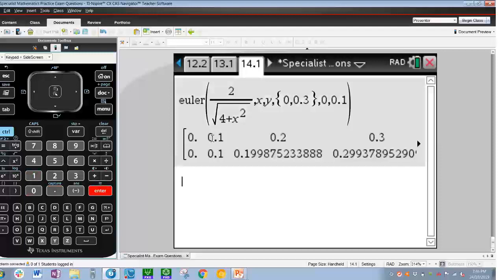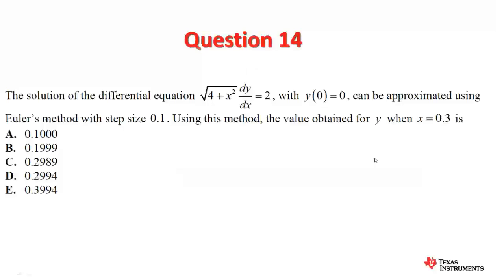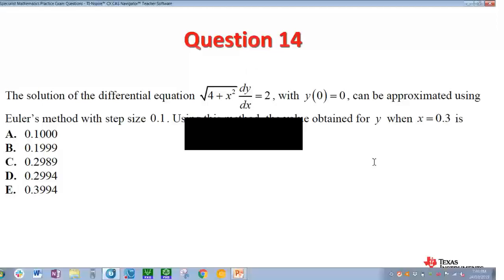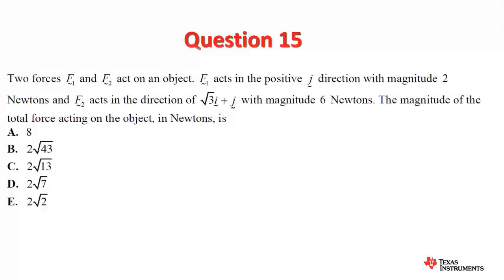So you get given the individual Euler steps for the new approximated y values. So looking at the approximate value obtained for y when x equals 0.3, I get 0.29937, etc. And looking at the answers, we have 0.2994. So the answer is option D, 0.2994. Okay, moving on to question 15.